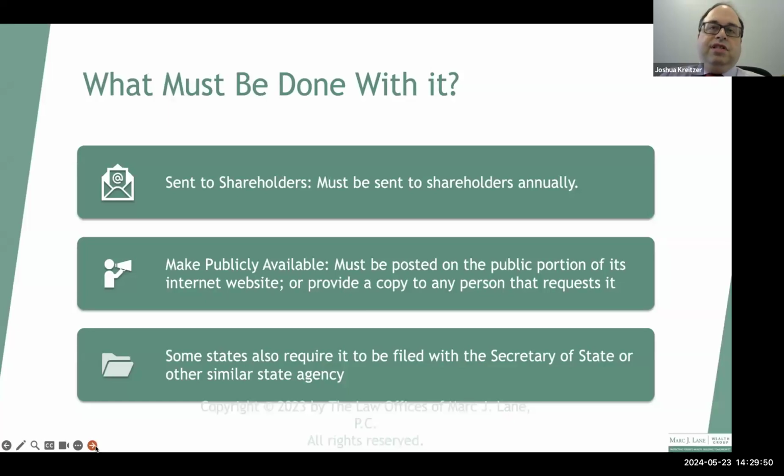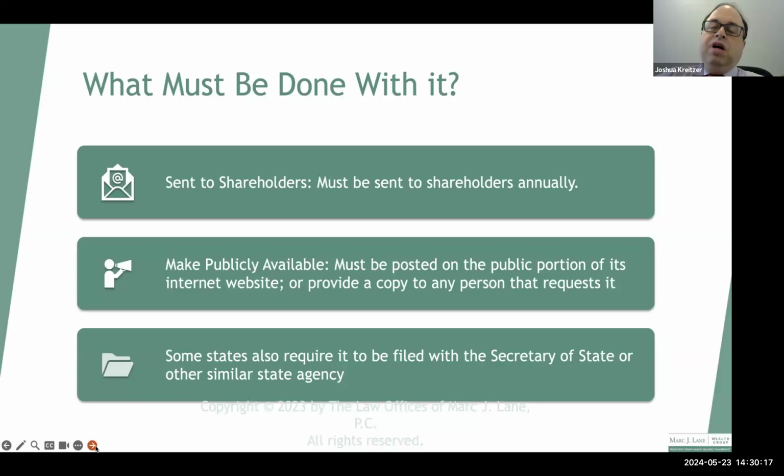And what must be done with this annual benefit report? It must be sent to shareholders annually, and that would be within 120 days after the end of the fiscal year, or at the same time any other annual report is delivered to shareholders. And the report must also be made publicly available. It must be posted on the public portion of the benefit corporation's website. If there is no website, it must be provided for free to anyone on request.